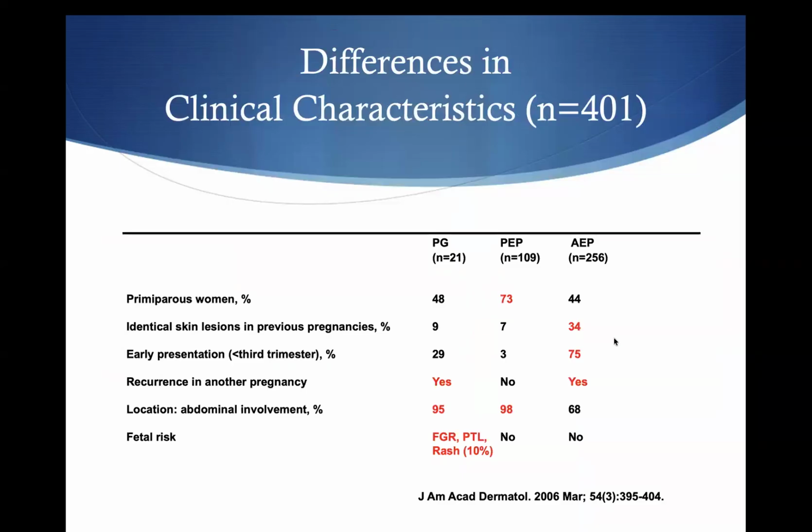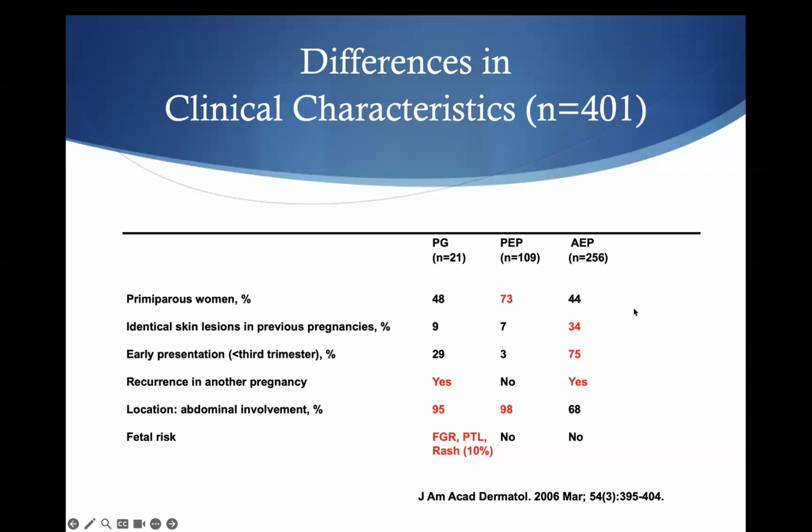So here's a table that just shows some of the more important differences in the clinical characteristics of these three conditions. So you see with the pemphigoid gestationis, it definitely can recur. And as we said, can recur earlier and with more severe symptoms. It is almost always present on the abdomen, and it's the one of the three that does have some connection to obstetric complications like growth restriction and preterm labor and a neonatal rash.